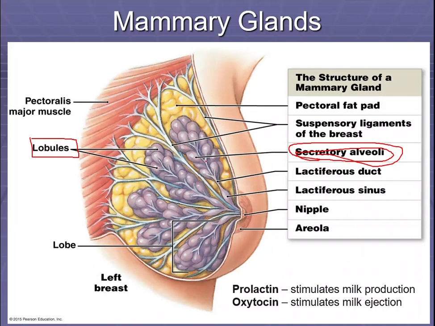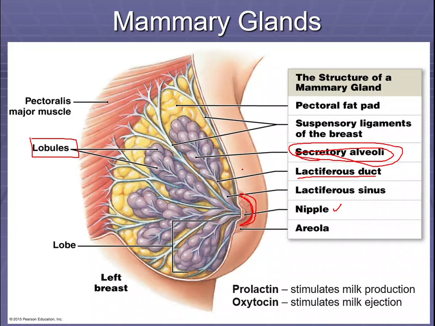And each of those lobules are actually drained by a lactiferous duct. Right? The secretory alveoli, they are the ones responsible for secreting the milk. Okay? So they secrete it through the lactiferous duct. And the lactiferous duct then forms the lactiferous sinus, which basically is just a dilated form of the lactiferous duct. And then eventually it pours out into the nipple. Okay, now surrounding the nipple is a pigmented skin region known as the areola.